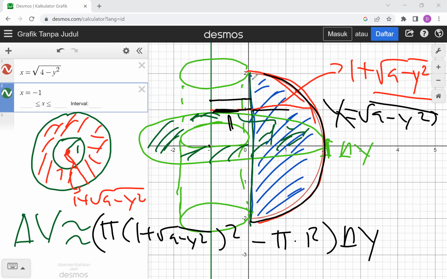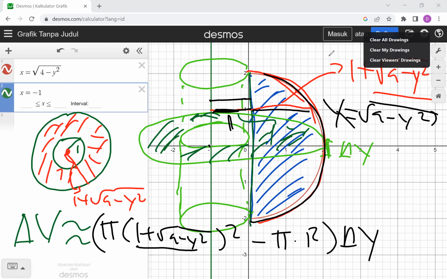The distance from here to here is square root of 4 minus y squared. So that's why I put 1 plus square root of 4 minus y squared. Any other question or comment? Sir, where do you get the 1 plus square root of 4 minus y squared? Okay. How do I get this one?